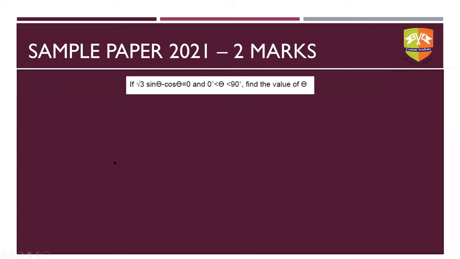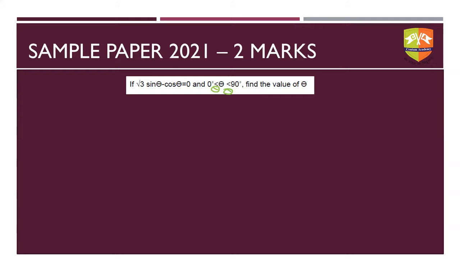Next one, guys. This is another question, another one marker. Root 3 sine theta minus cos theta is 0, and it has been given. They have not put any equal to sign here. If you see, this is missing. Just 60 implies it is in radians. Yes, Aryan, correct. But there also, unless you write RAD, the abbreviation for radians.